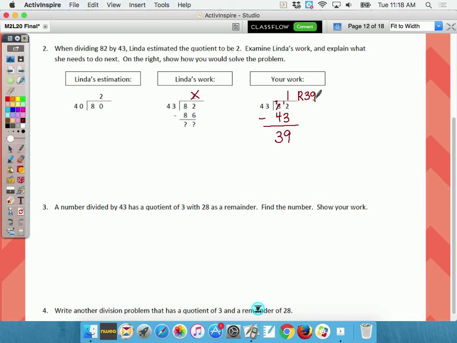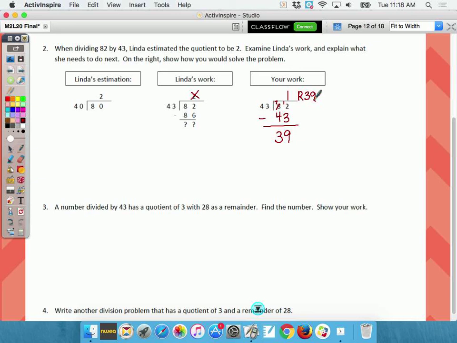Okay, now how do we know if we're right? Because 39 is a pretty large remainder. It's not too big though. How do we know if we're right, Robert? It's not as big as the divisor, okay? So if we check it, it's probably going to check out.